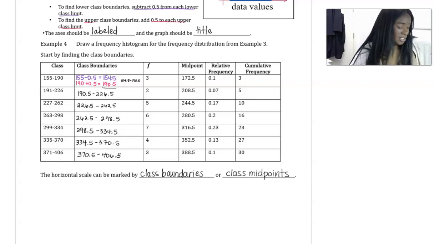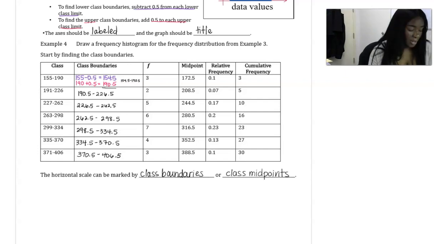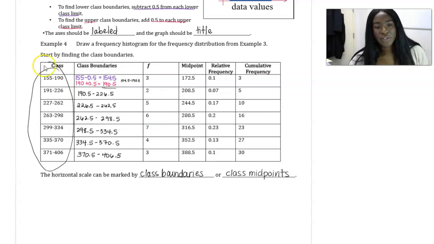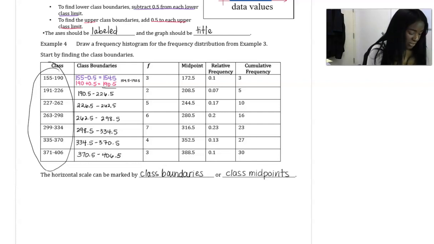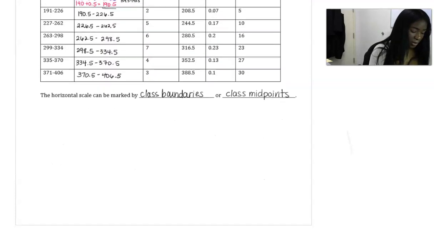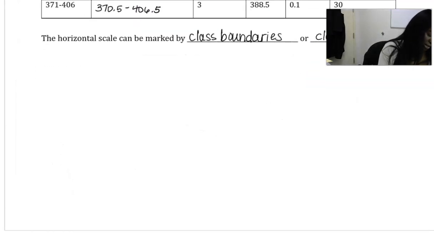One thing I will mention is that the only thing you definitely cannot do is you cannot mark it with class limits. That would not work for the same reason that we talked about earlier. If you have a data point that falls on the boundary, it's not going to be clear which rectangle that falls into. Okay, so I'm going to start graphing my histogram down here.